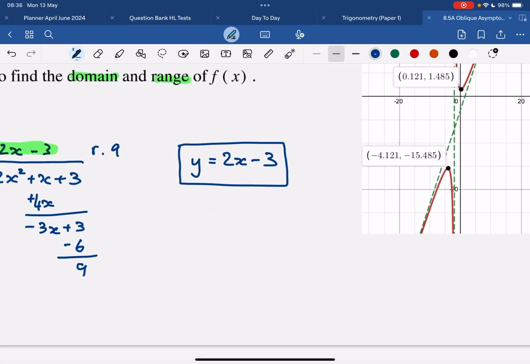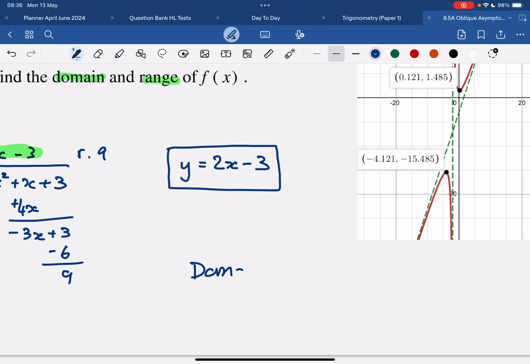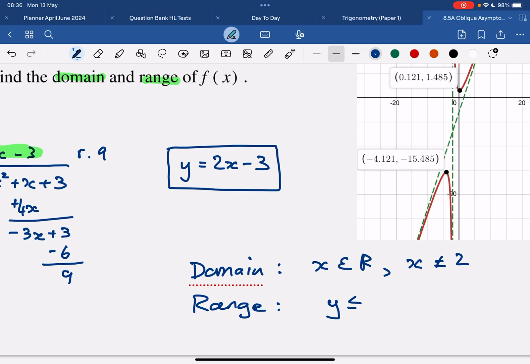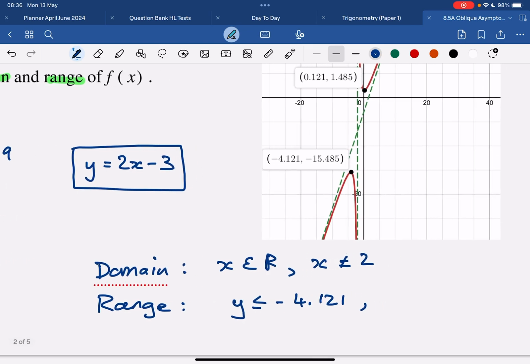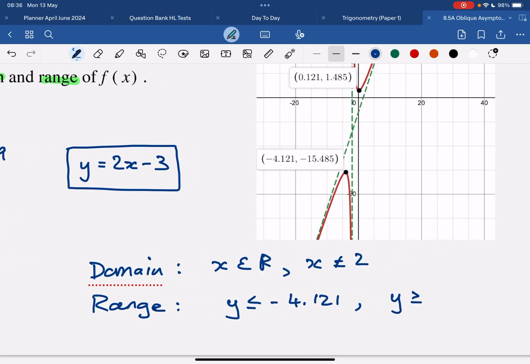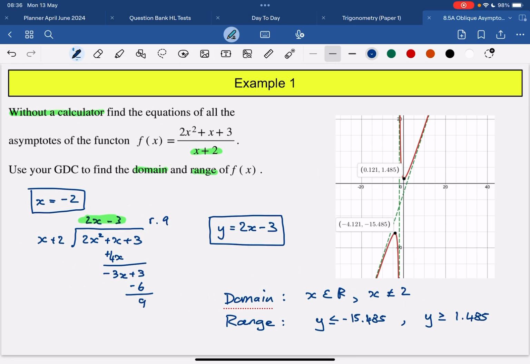Okay, so the domain, now there's various ways of doing this, but x is any real number, but x is not equal to -2. And the range, y is less than or equal to -4.121, and y is greater than or equal to 1.485. So have a look at that.